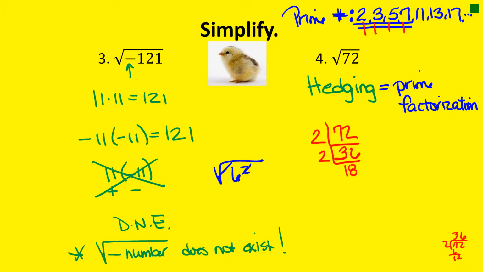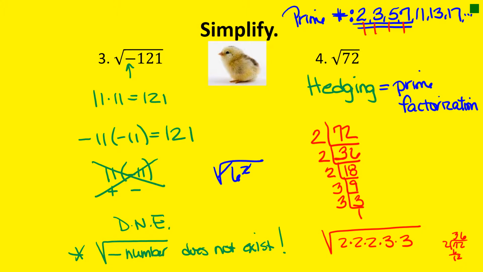It does. It's 18. Does 18 divide by 2? It does. It is 9. Does 9 divide by 2? It does not. So now I have to switch to another number, and I'm going to switch to 3. 9 divided by 3 is 3. 3 divides by 3, and remember I said our ultimate goal is 1. So here's what you have. In the prime factorization, you have 2 times 2 times 2 times 3 times 3.